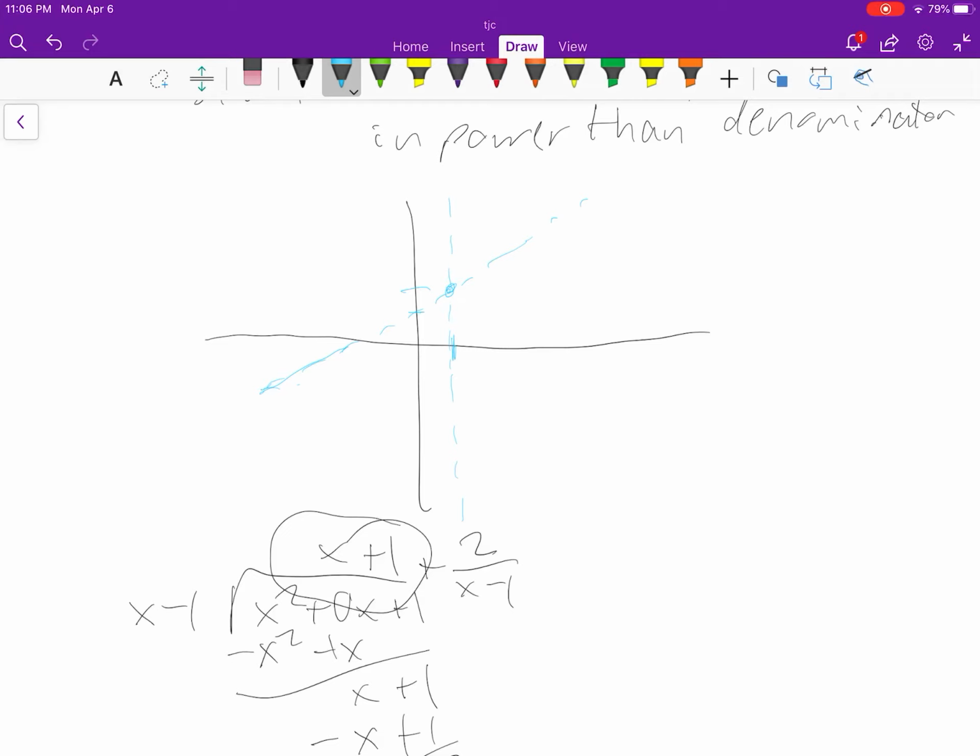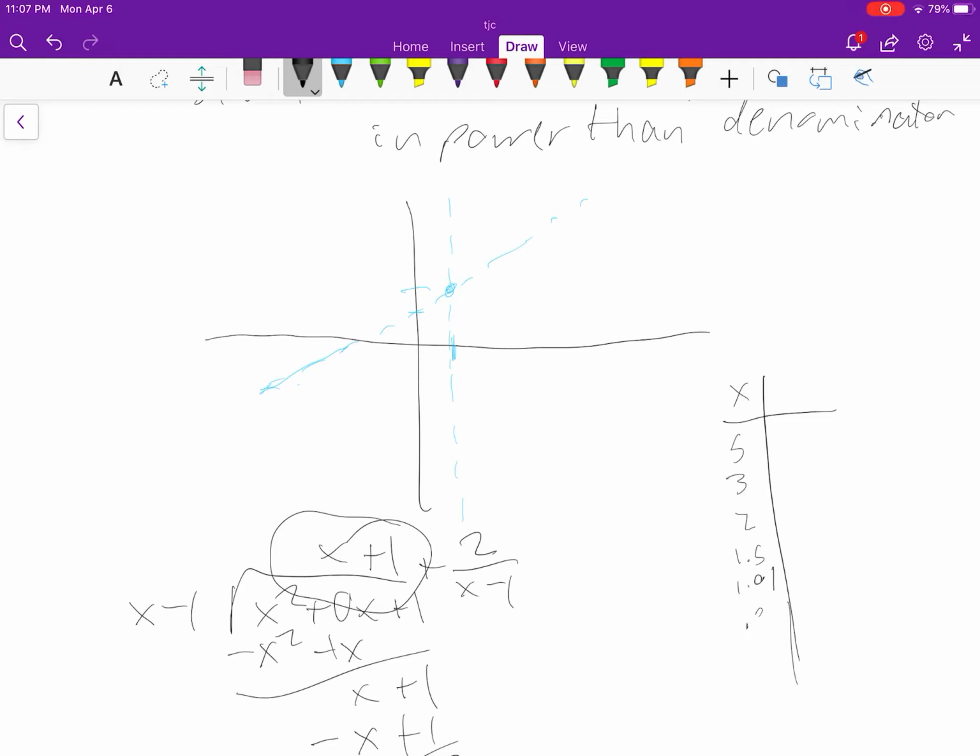Now to figure out where the graph is, I have to plot points. So now what I do is I draw a table. And I want points in between each section. So I'm going to take my values for x. I want points around the vertical asymptote at positive 1. So I'm going to do, say, 5, 3, 2, 1.5, 1.01. And then we know at 1 it isn't going to exist.